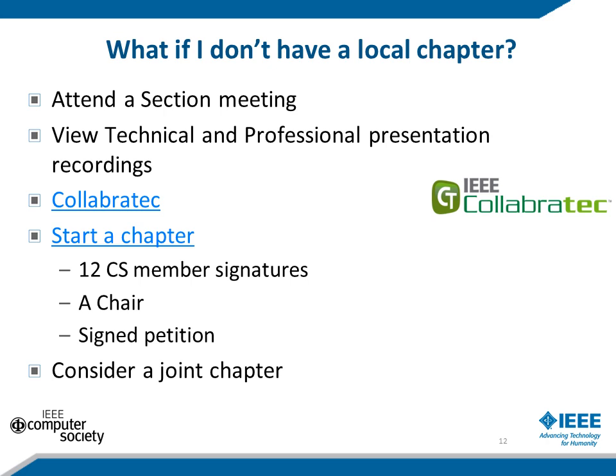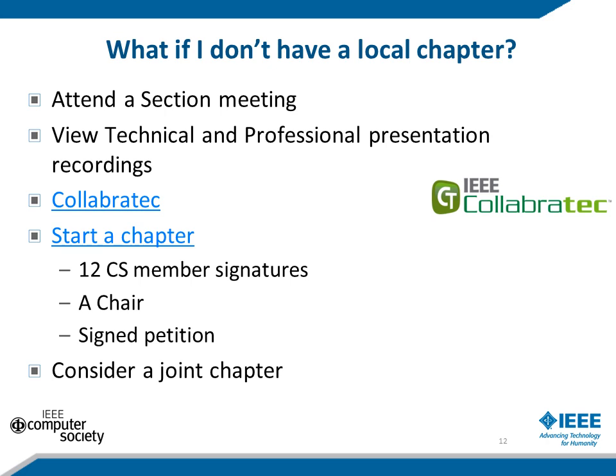Or you can decide to start your own chapter. So if you know that you have several people in your section that are interested in computer topics, you may want to form a chapter. And all you need is 12 members that will sign a petition saying they want to start a chapter. And you'll need to identify a chair, and then your section chair can submit that petition to start a new chapter. It's not a difficult process.